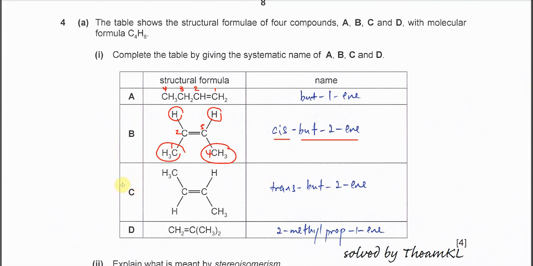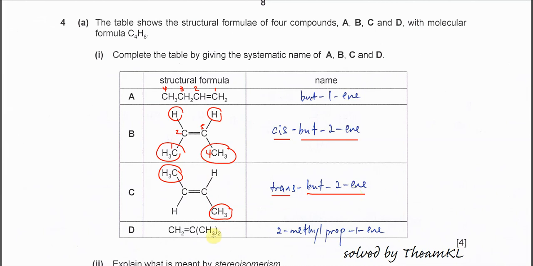For the compound C, the 2 larger groups are at different sides. So therefore, we call this trans-but-2-ene. Whenever the larger groups are at different sides or opposite sides, we call it trans. This isomer is the trans isomer. So the full name is trans-but-2-ene.